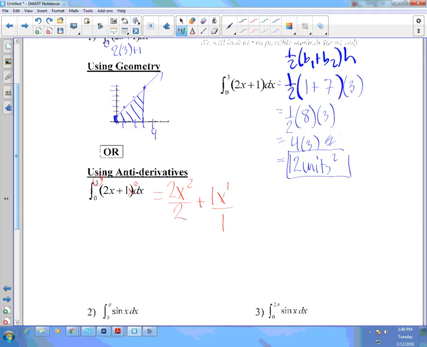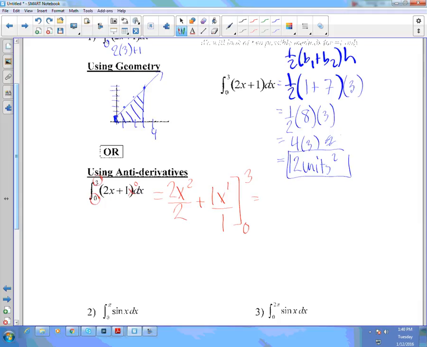So we have defined upper and lower bounds. We don't need to put plus c. It's from 0 to 3. So we just do a bracket. 0 is the lower bound, 3 is the upper bound. Okay? And we have to plug them in in the right order.